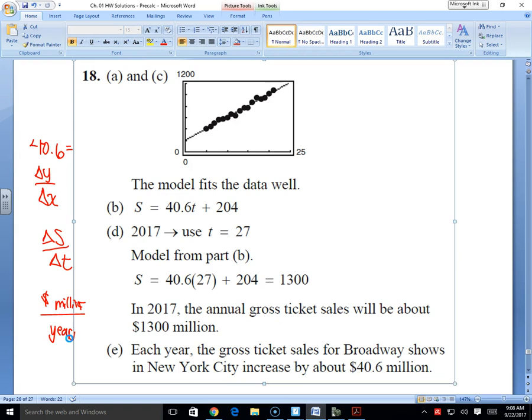Now, is that necessarily true still? I don't know. I feel like somewhere in between 2000, when did this one stop? 2011 and 2017, things have maybe changed a little bit. Maybe not. Broadway's still a big ticket item. But anyway, 40.6 is how many millions of dollars ticket sales are going up per year. Seemingly. Approximately. So I'm assuming that this is going to be like on the test or one of the short answer problems.